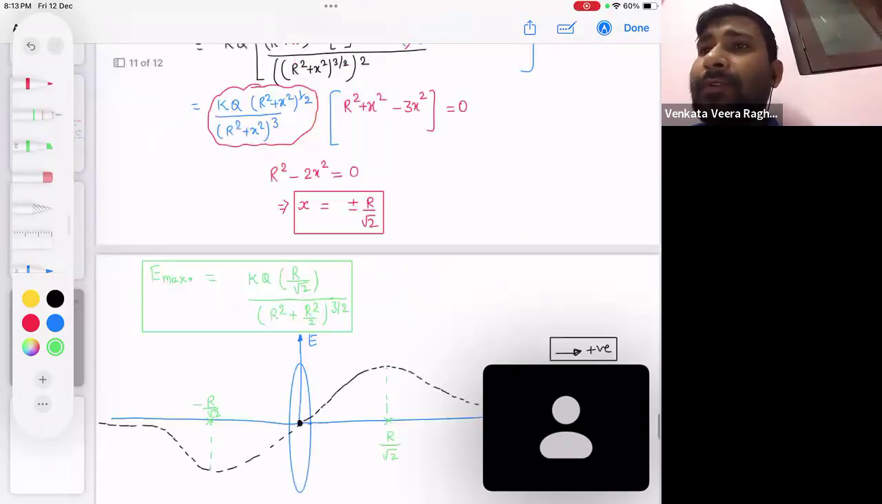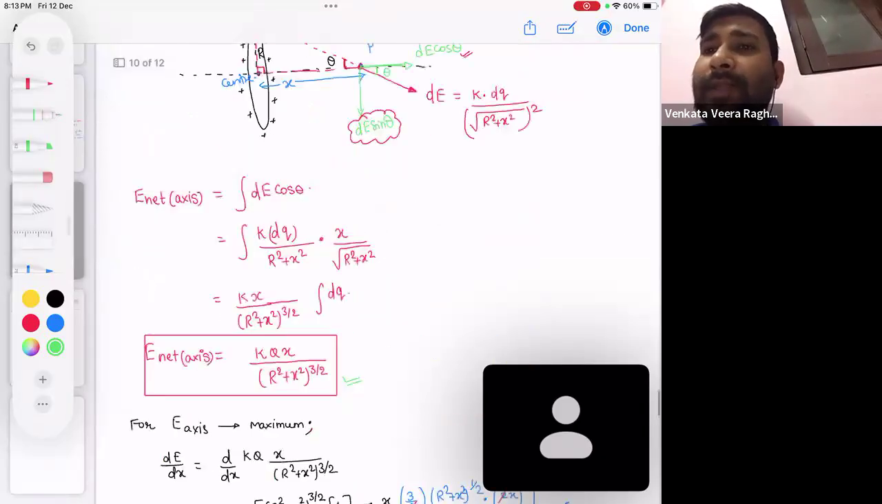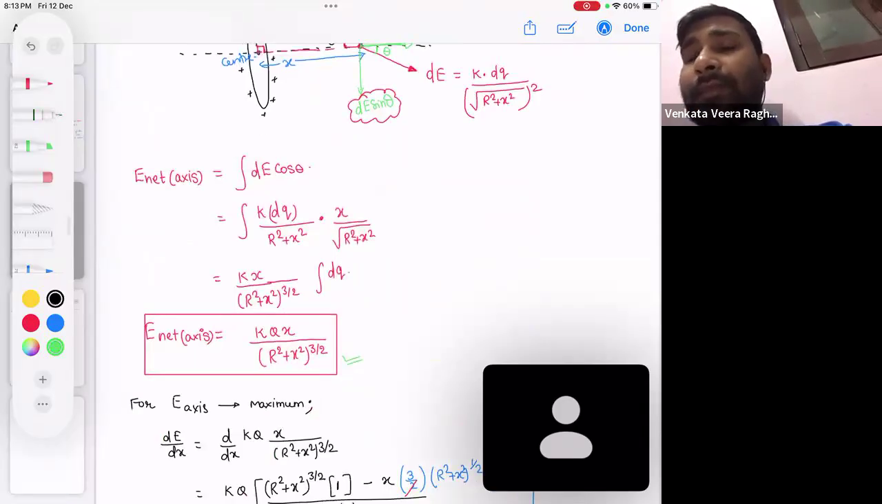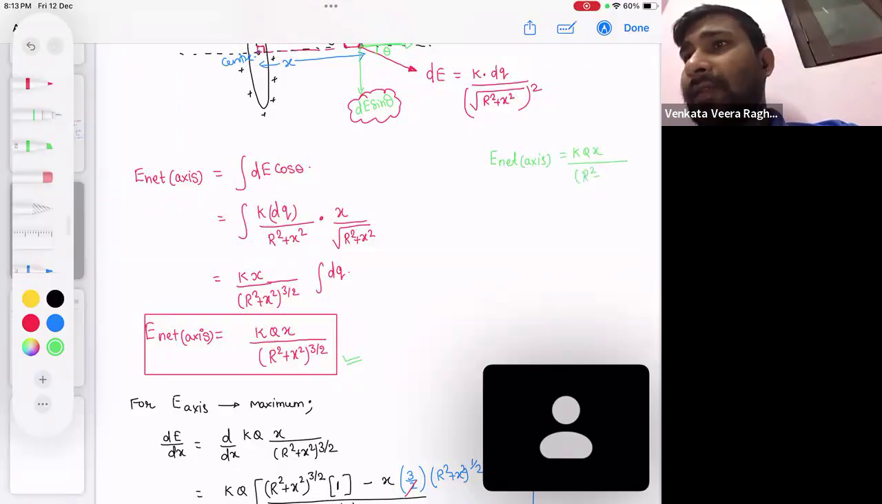Now, a few more things we can discuss in this one. We got the electric field on the axis. Now I'm going to apply two conditions. What are the two conditions? See, what is the expression of electric field on the axis? Electric field on the axis we have kqx by r square plus x square to the power 3 by 2.